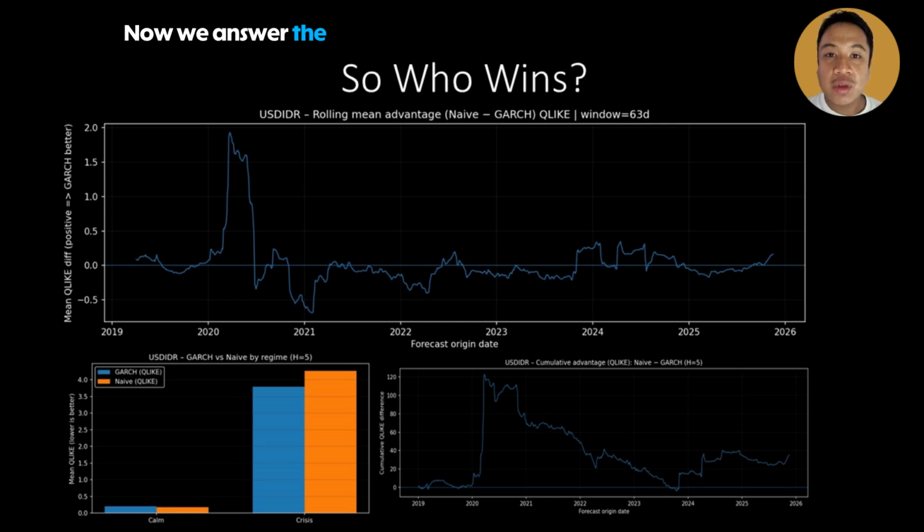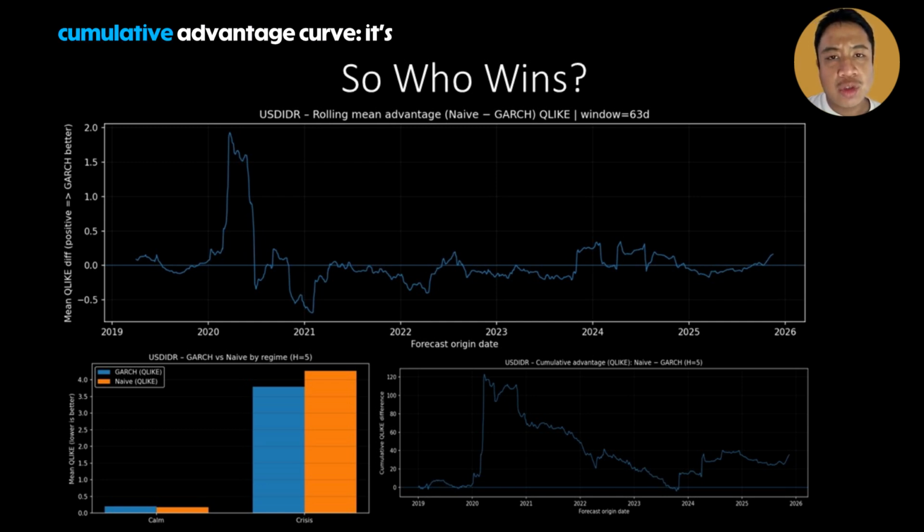Now we answer the real question, who wins and when? Start with the regime bar chart. The score here is mean QLIKE, lower is better. What we see is, in calm periods, naive can look competitive. Sometimes even slightly better, because volatility is stable and a rolling estimate is hard to beat. In crisis periods, GARCH can win, because it adapts faster to clustering and changing variance.